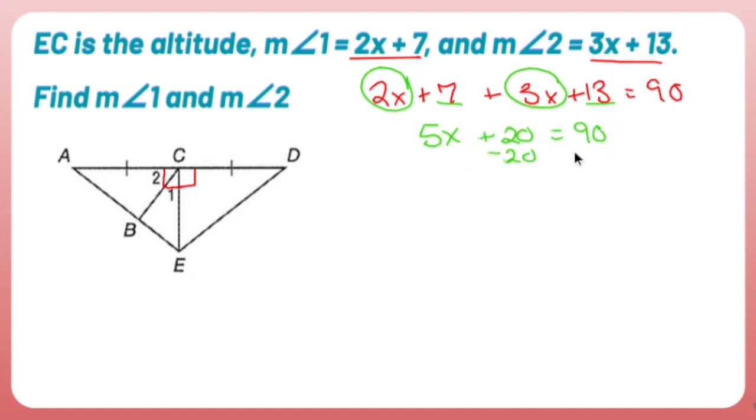Subtract 20, 5x equals 70. All right, now it's a one-step equation. Divide both sides by 5, and you get 14.